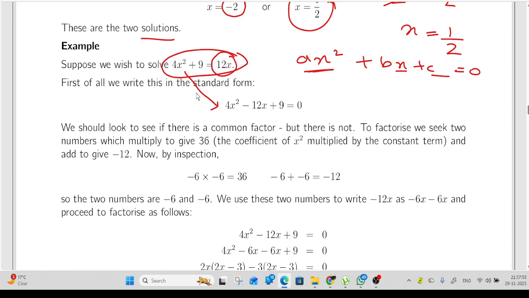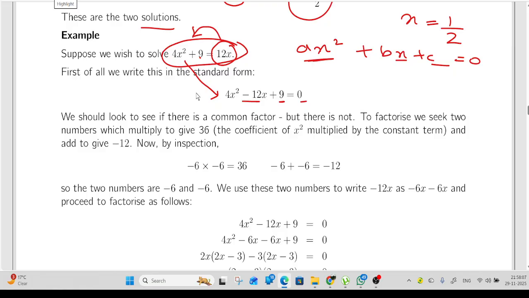Then after this, 12x should be there. It is positive, but if you move it to this side, it becomes negative. And then we have the constant term 9 equals 0. Now we always multiply the first term's coefficient, which is 4, and the last term, which is 9. So 4 times 9 gives you 36. Now you need to look for two numbers which multiply to give 36, and when we add them, we should get negative 12.